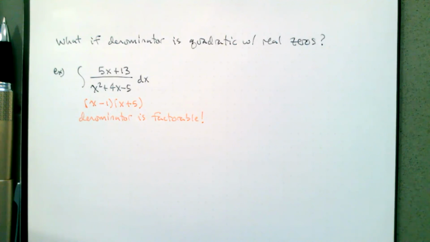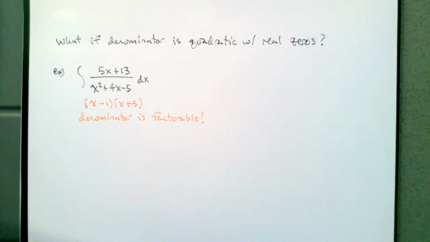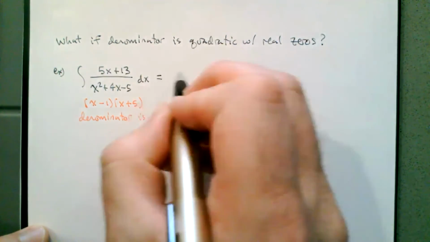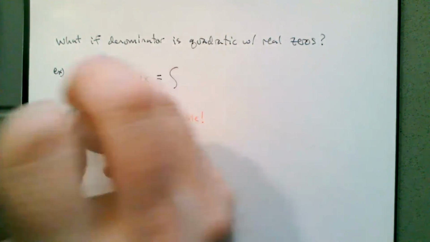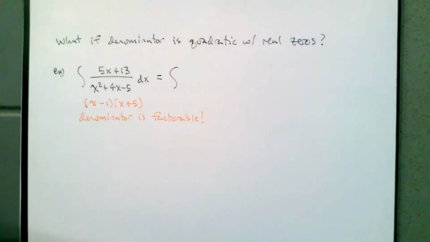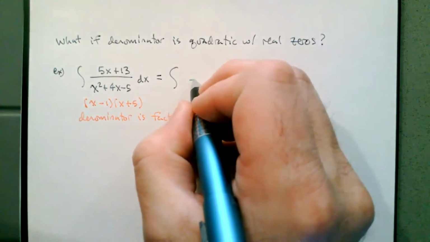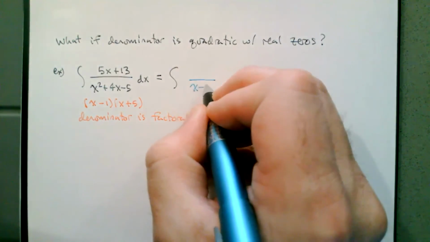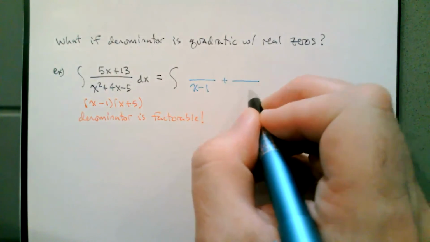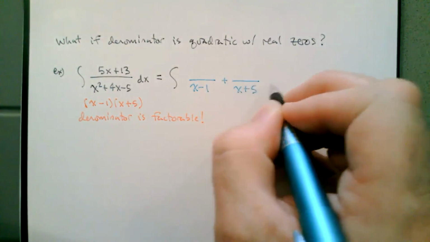But now we look at the denominator and we see that the denominator is quadratic, but also factorable. So what we're going to do is take this and reduce it into two integrals with linear denominators. We're going to rewrite this rational function as the sum of two rational functions. One of them will have a denominator of x minus 1, and the other fraction will have a denominator of x plus 5.